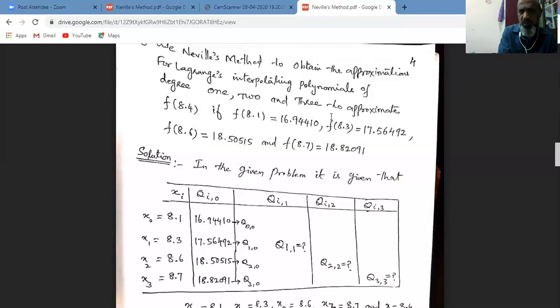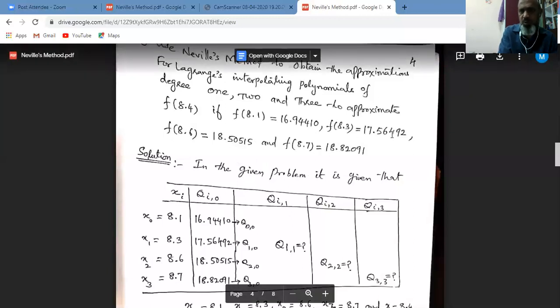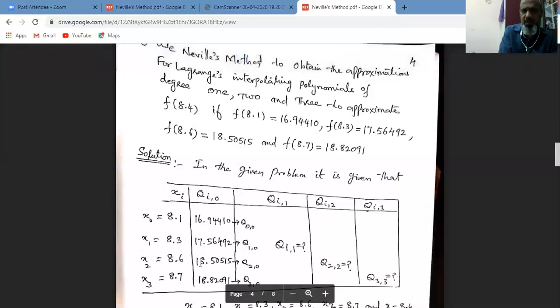Similarly, at 8.3, the functional value is 17.56492. Similarly, we are writing here at 8.6, the value is 18.50515. At 8.7, it's 18.82091. So this is the first value of y0, which is nothing but q00. This is q10, q20, q30. This is zero approximation. This step is first approximation. This step is second approximation, and this is third approximation.